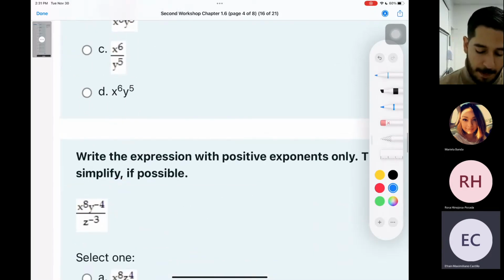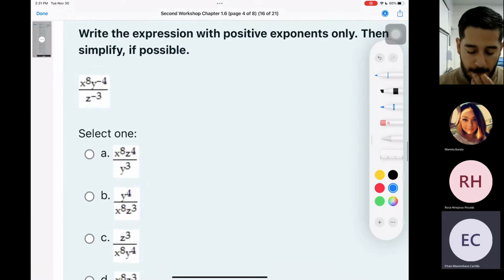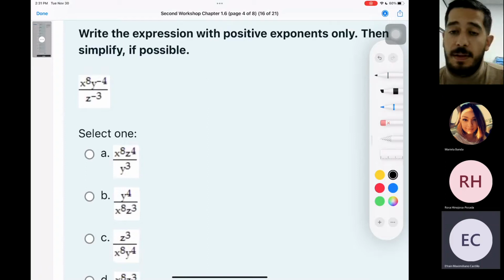Let's keep going. I have 3 variables in here.